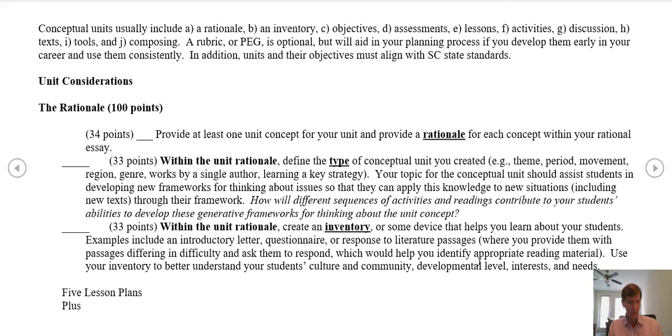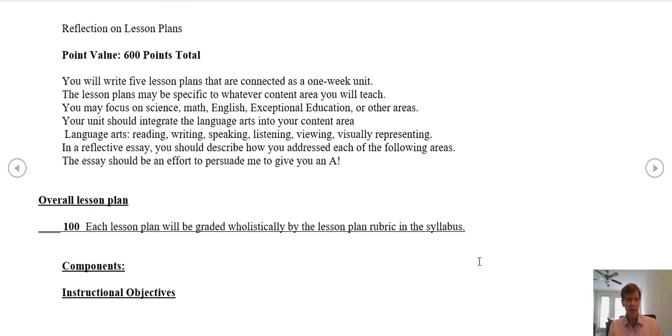Think of this right here as basically a checklist for you to use as you write your 100-point rationale. And ideally, your rationale should guide you as you do your lesson plans. Then, of course, we get into the lesson plans. Your overall lesson, I'll have a 100-point value for every lesson plan just by itself. And you'll see a rubric later on in the syllabus for that.